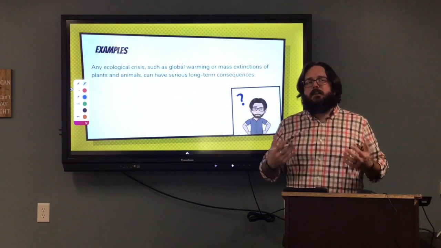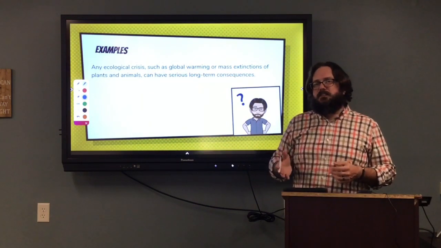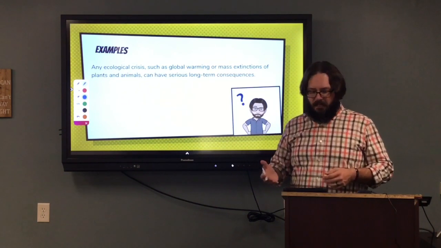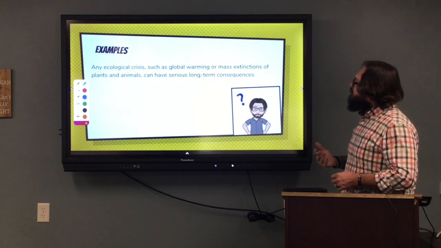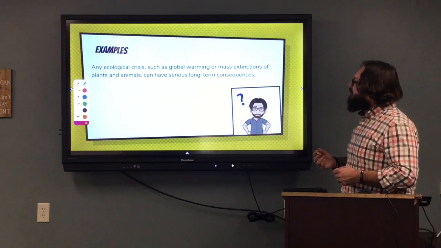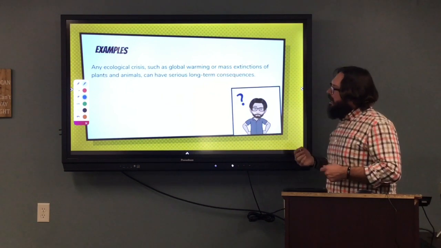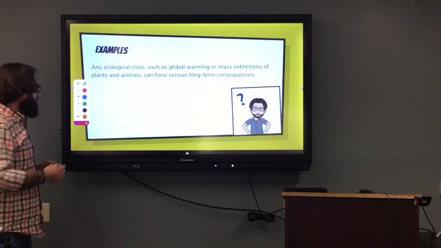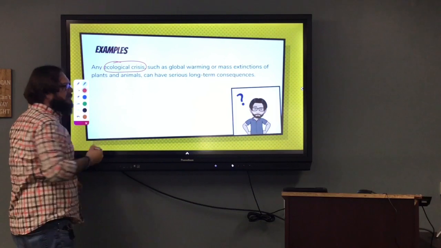An author may provide us with context clues to an unknown word or phrase by giving us direct examples that will help clue us into its meaning. Any ecological crisis, such as global warming or mass extinctions of plants and animals, can have serious long-term consequences. In this case, our unknown phrase is ecological crisis. So what in the world does ecological crisis mean?